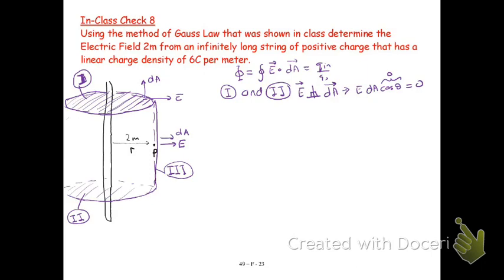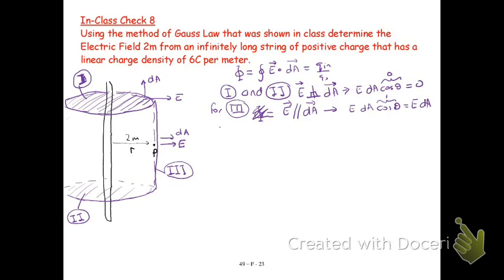And then I say, well, for 3, I'm going to say that E is parallel to dA, which gives me E dA cos theta, that goes to 1, equals E dA, because they're parallel.